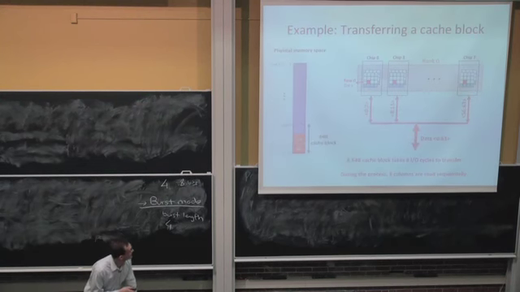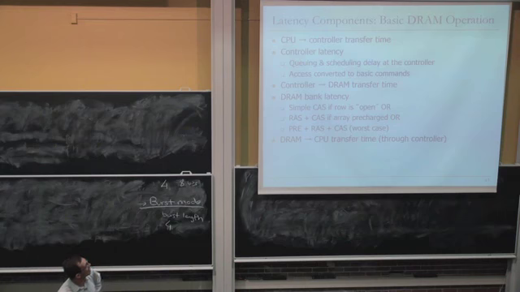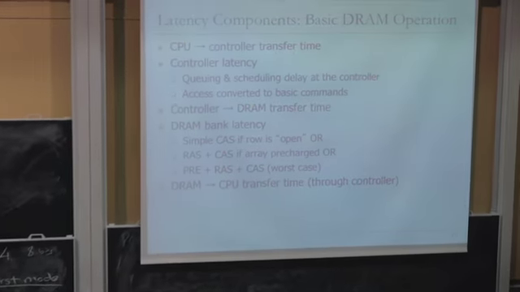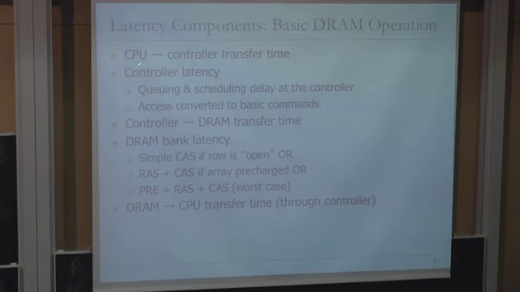So let's take a look at the latency components when you access DRAM. Think about the system perspective. When you access DRAM, the CPU or the core is actually requesting some cache block, right? And it needs to go through the cache hierarchy. And once you figure out that it's a cache miss, there's some transfer time that needs to happen for that request to go to the memory controller. And within the memory controller, that request gets queued up because there may be other requests from the same core or other cores. So there's some queuing delay and some scheduling delay at the controller.